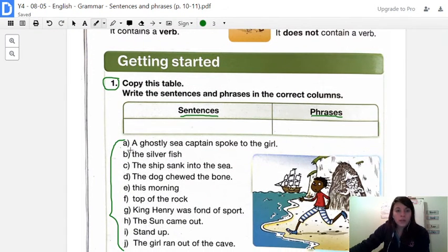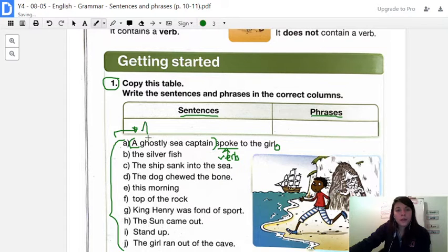Now, let's read over here. A ghostly sea captain spoke to the girl. I have a capital letter. I have a period. I have a person, a ghostly sea captain. I have a verb. Spoke is the verb. So, in other words, this would go in the sentence category.